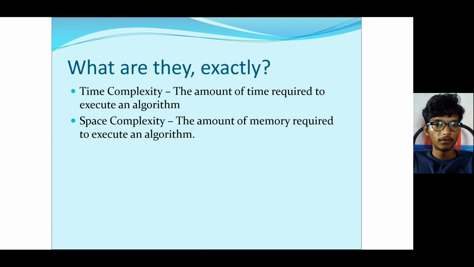What are they exactly? Time complexity: the amount of time required to execute an algorithm is known as time complexity. Space complexity: the amount of memory required to execute an algorithm is known as space complexity.